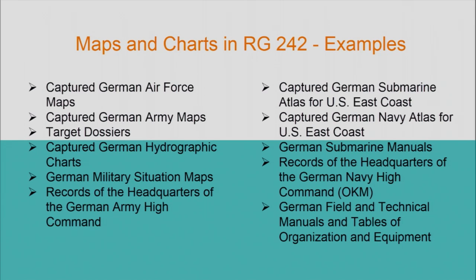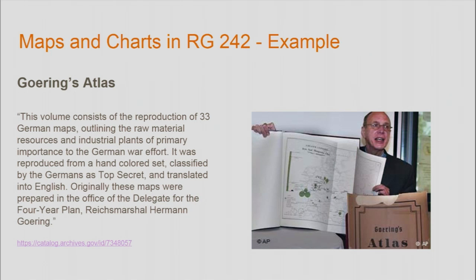One specific example of some of the maps is that we have a copy of Göring's Atlas. And this is an AP image of the same atlas. It's a German version of it, so it's not the one that we have, but it's the same edition, I suppose I should say. Okay. So just some examples again of beyond the microfilm, beyond the textual records too.